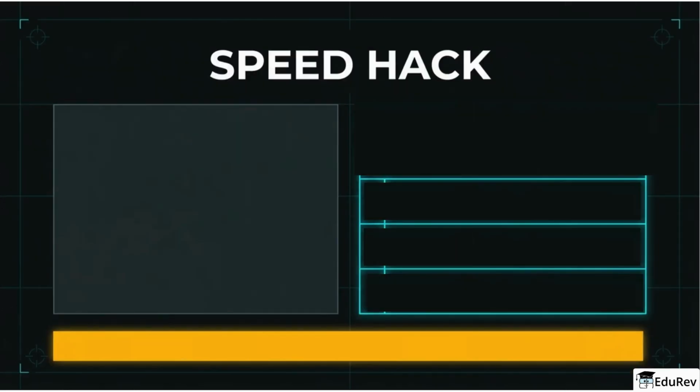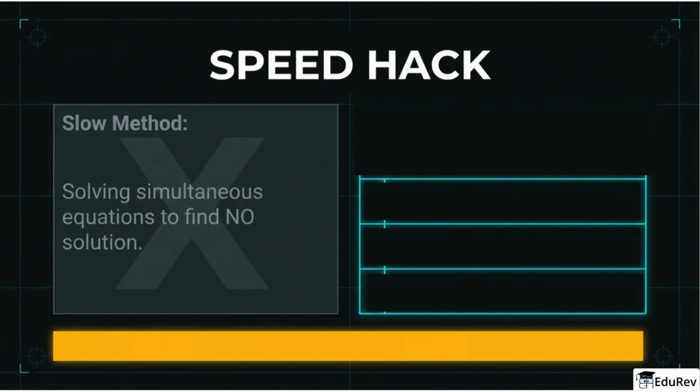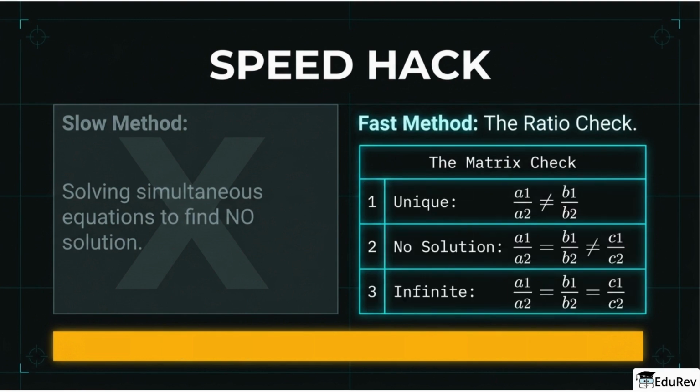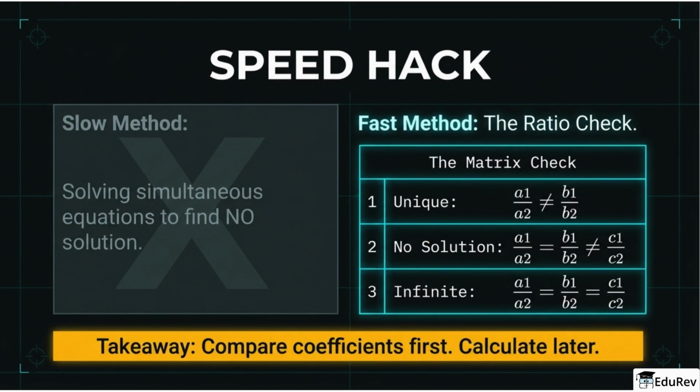The speed hack here is especially useful in competitive exams. Instead of solving the system the long way, compare coefficient ratios first. If the ratios are unequal in the right way, you know the solution type immediately. If they match in a certain pattern, you know whether the lines are parallel or coincident. This is a classic elimination before calculation strategy. The key takeaway is simple. Compare coefficients first, calculate later.